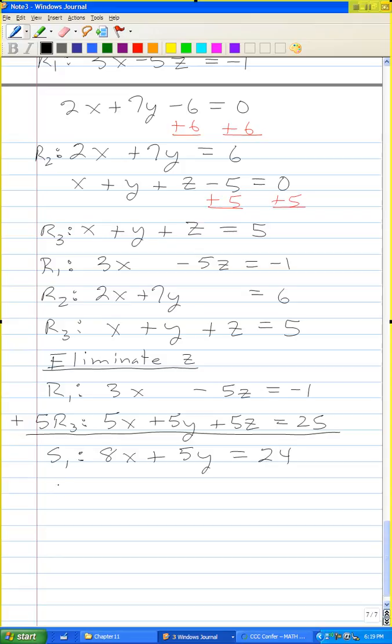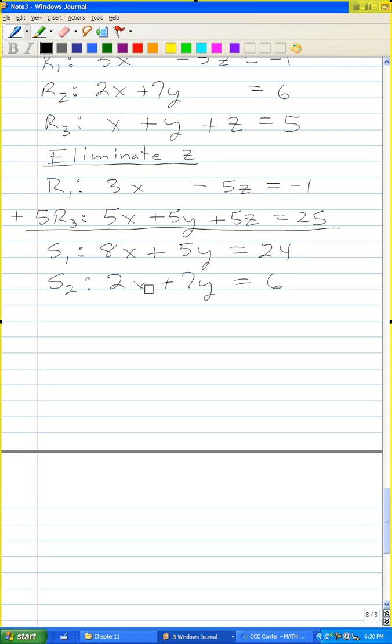And R2, I'll call that S2. 2x plus 7y equals 6. So now I have two equations, two unknowns. So let's multiply the second equation by negative 4 in order to eliminate x. So let's eliminate x. So I have S1, 8x plus 5y equals 24.